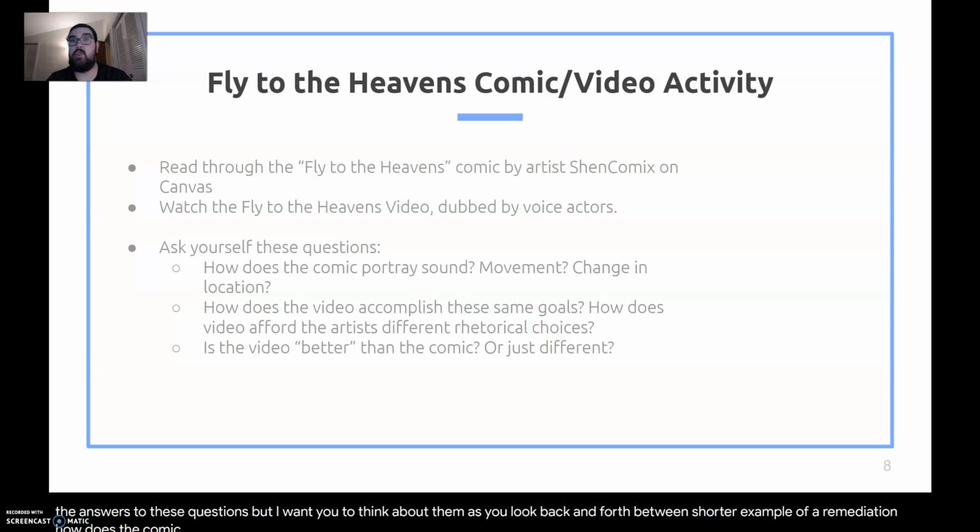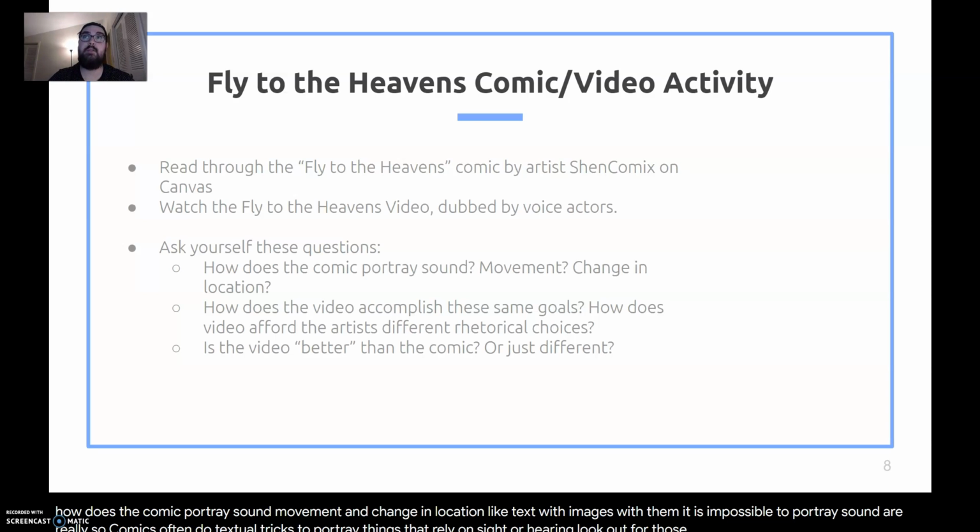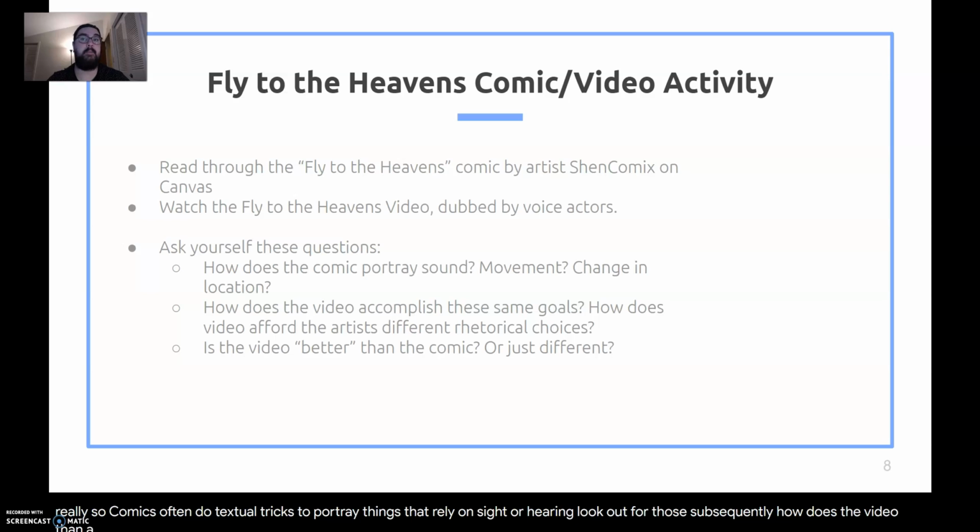How does the comic portray sound, movement, and change in location? Comics are static text with images with them. It is impossible to portray sound orally, so comics often do textual tricks to portray things that rely on sight or hearing. Look out for those. Subsequently, how does the video then accomplish these same goals? If audio and visuals are things that a video can accomplish, how do they accomplish them differently?